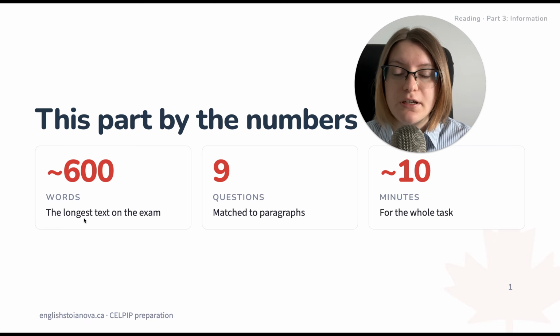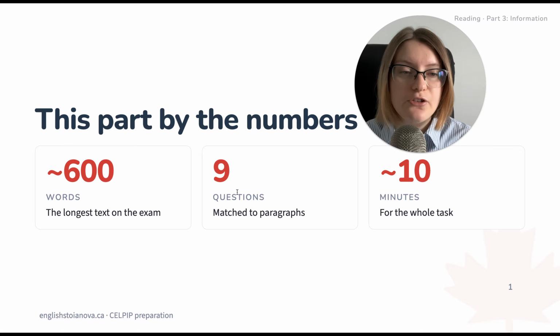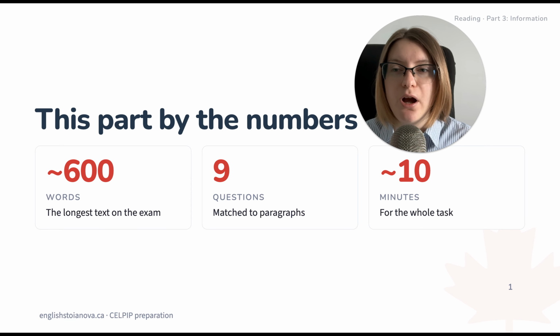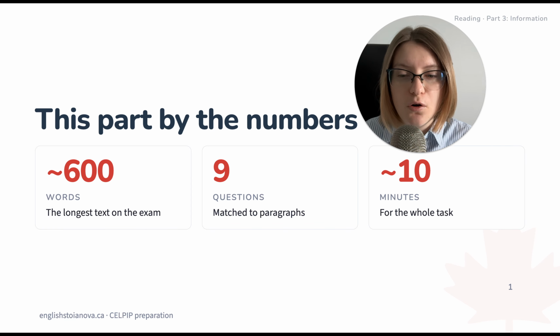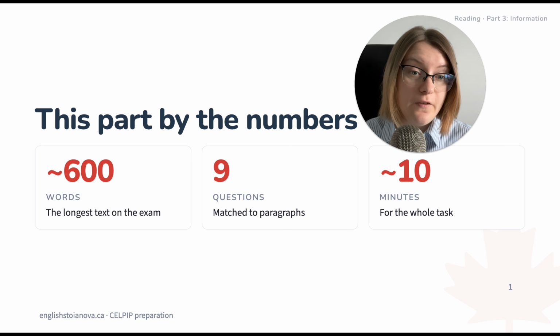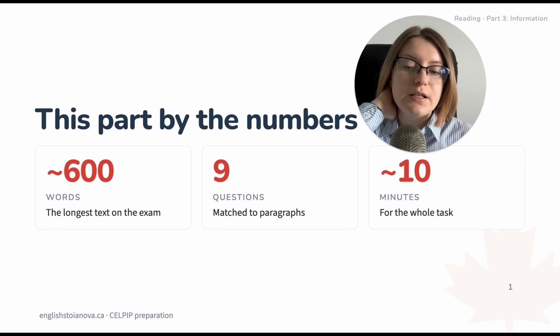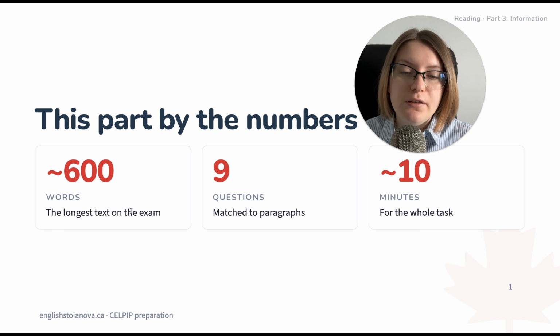Part 3 is actually the longest text on the exam, and we have 9 questions, and for every question you have to match it to a paragraph. So, a very long text. Usually this text concerns geography or history or biology, a more formal context, but everything is Canada related. It could be about a person, an invention, or some kind of natural phenomenon. And you have to be able to read that in a certain way.